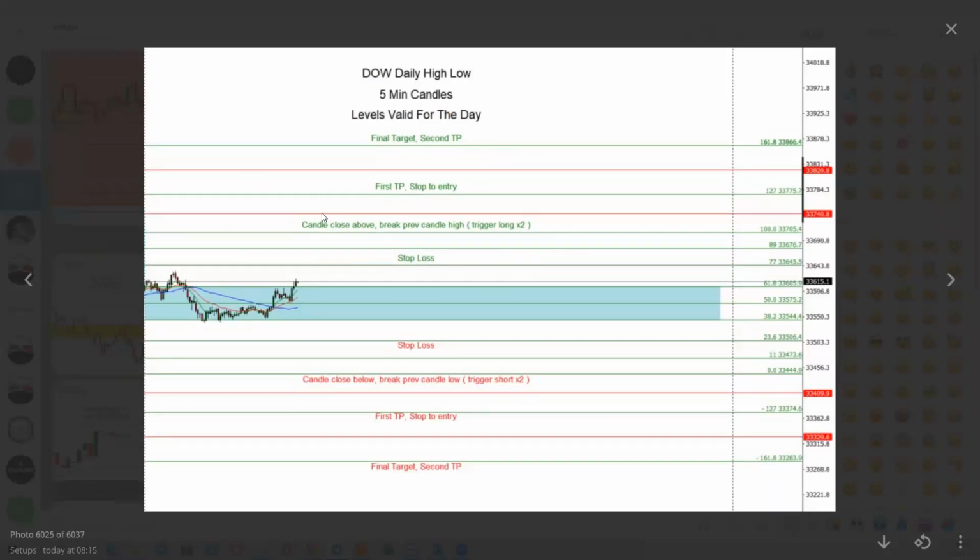Remember, guys, if we hit the first red line, we move our trailing stop to entry. When we hit the first TP, we move our trailing stop to the first red line. And as soon as we hit the second red line, we move our trailing stop to the first TP.